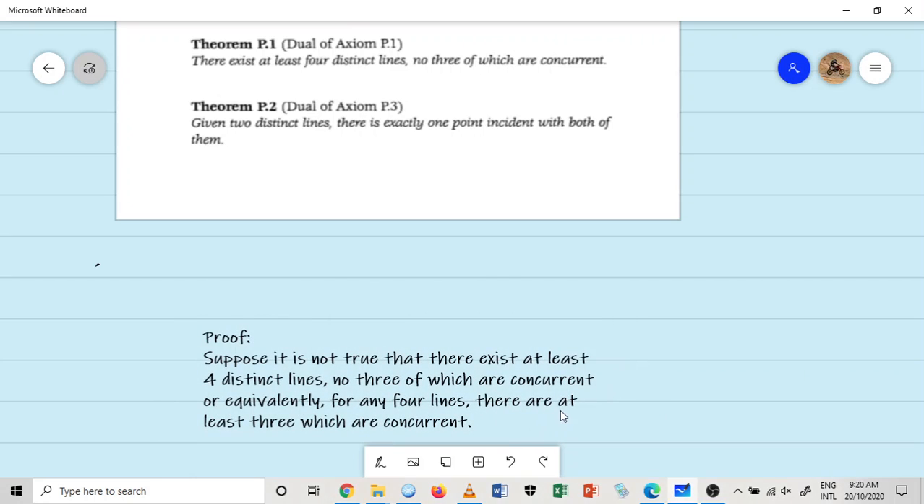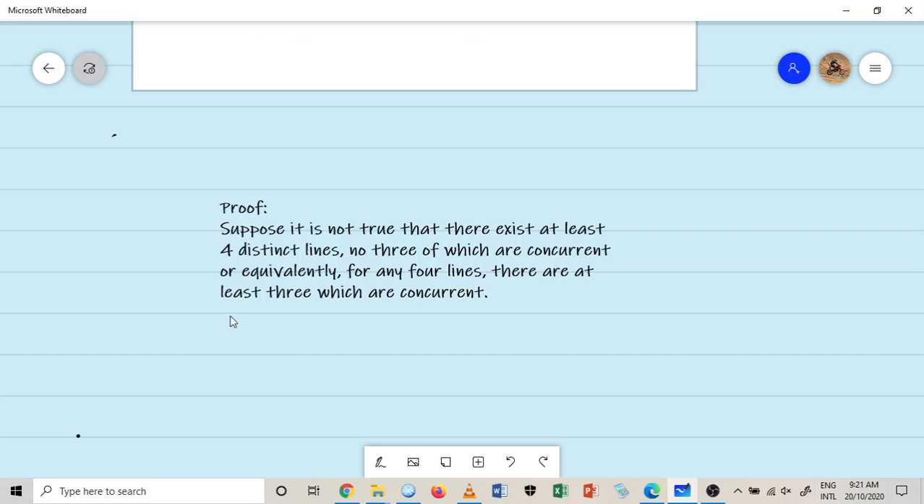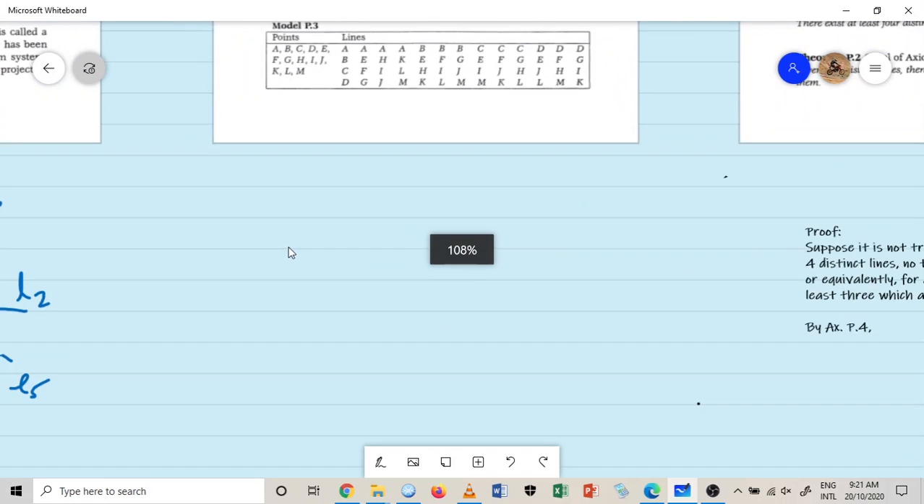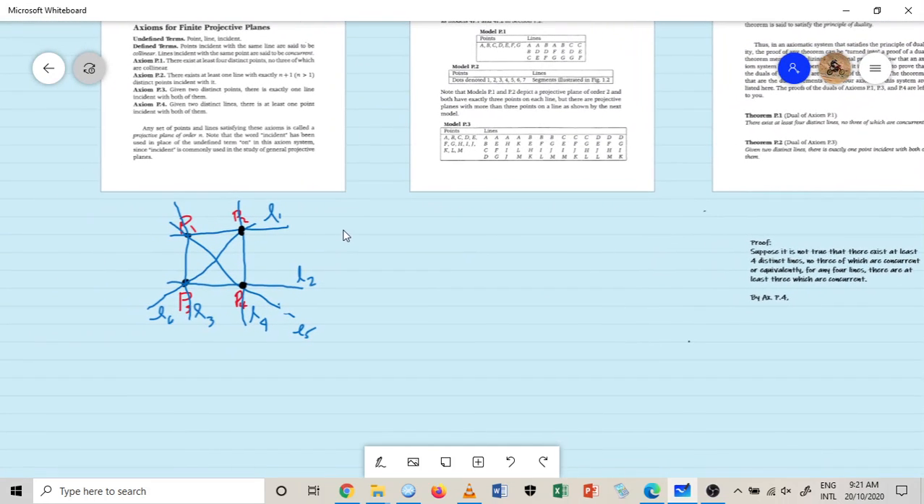So if we would go back to axiom P.4, by axiom P.4, let's go back to P.4 first. What does P.4 state?